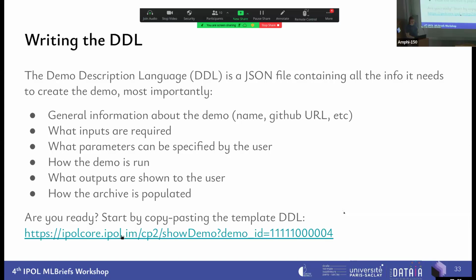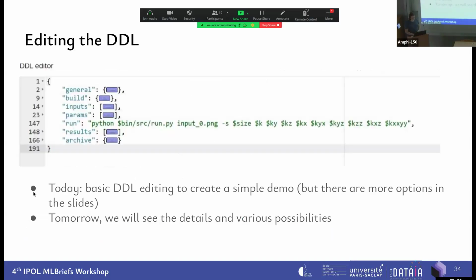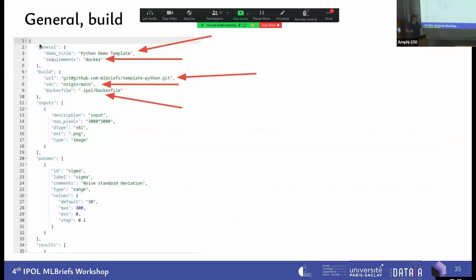You can just take the template here. You take it and paste it in your own demo. And now we will edit it. It is a JSON file with several different categories: general, build, inputs, params, web, results, and archive. General relates to the title and requirements for the demo on IPOL.